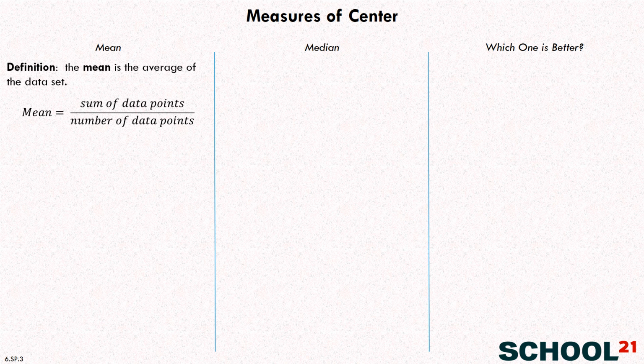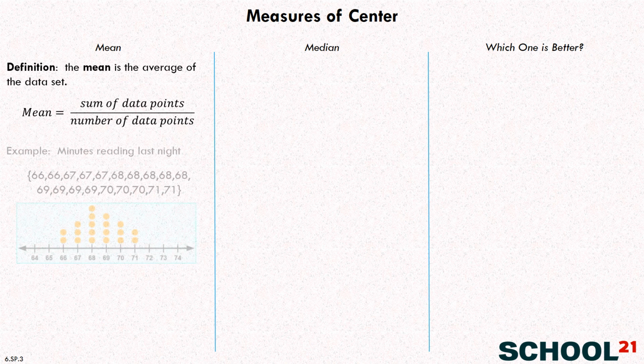A definition here. The mean is the average of the data set. So you've probably heard the word average before, and you probably know how to calculate it. Mean is the exact same thing. It's just a different word for it. So when you calculate the average, you're going to sum up the data points, add them all up, and then you're going to divide by the number of data points, and that will give you the mean, same thing as the average.